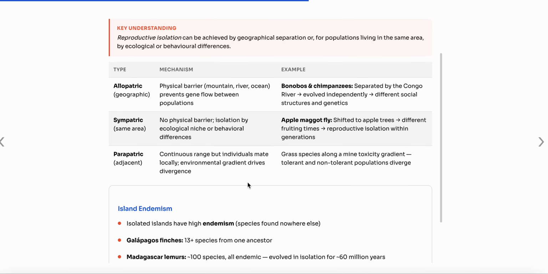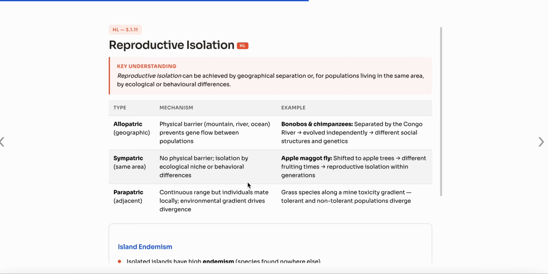Another thing you need to understand is reproductive isolation. It is achieved by geographical isolation, like when a population is living in the same area, but then due to some reason, like a river starting to pass between them, the population is suddenly separated. This is a type of geographical isolation. It is a physical barrier.